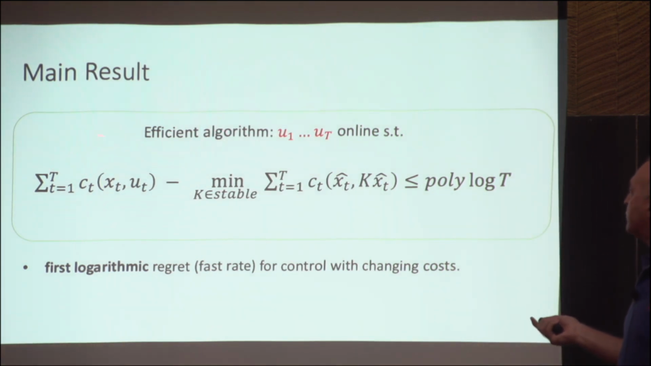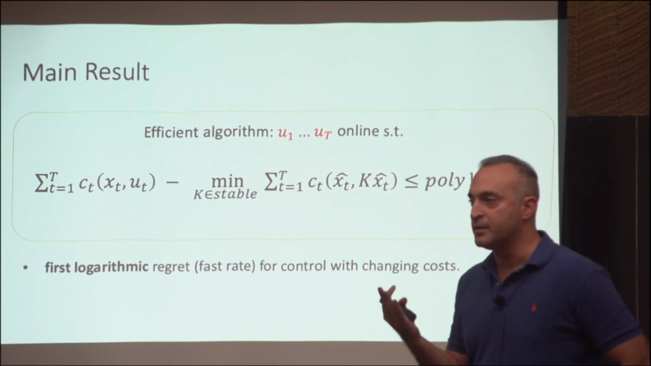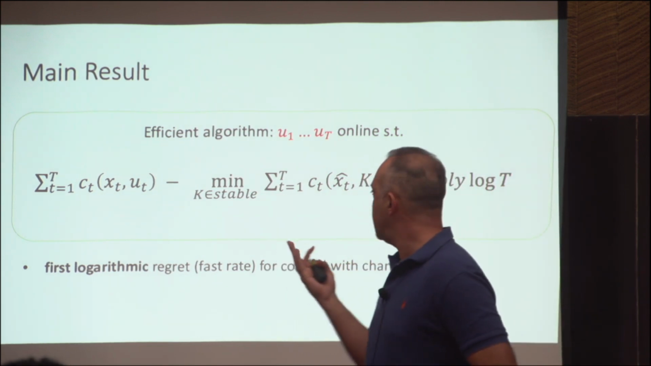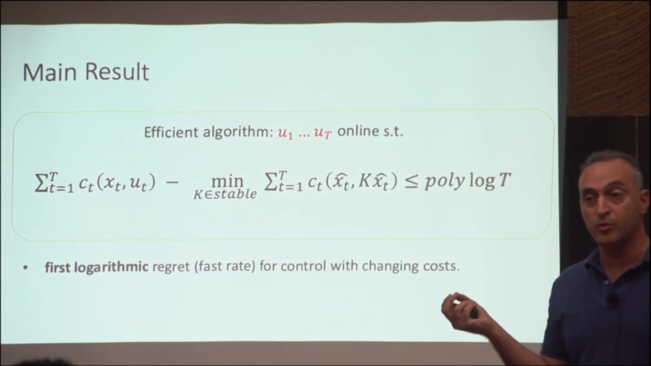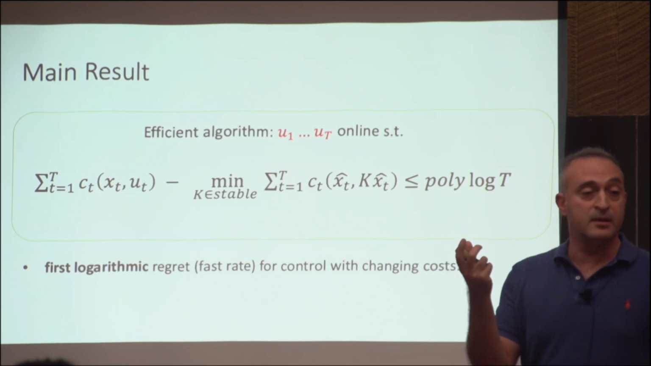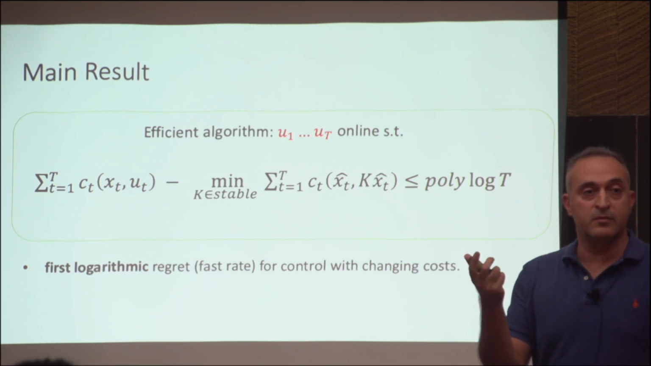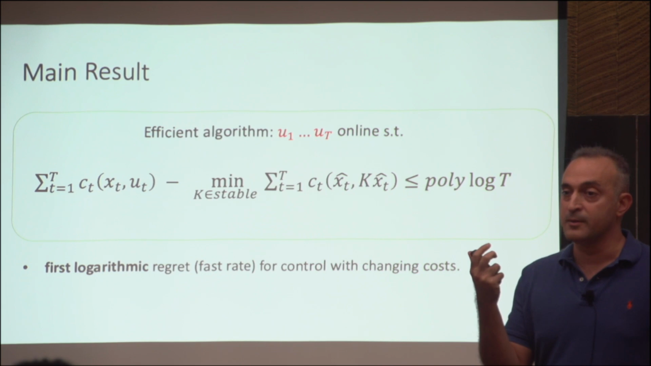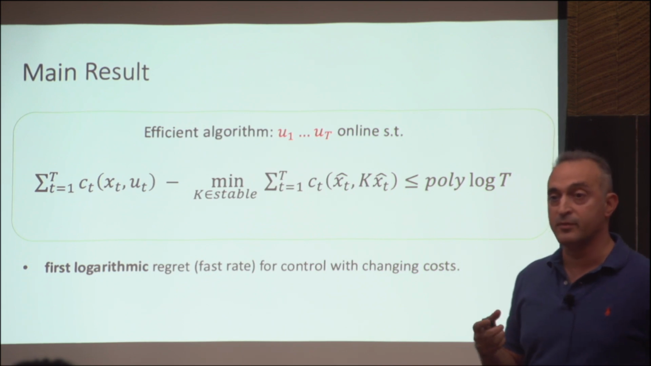Nevertheless, here's the result we can get. We can get a controller that produces these U's and has polylog regret. That's called in statistics a fast rate, I think. Boaz, correct me if that's what they call it. So it's a fast rate for the same problem that classical control people had. That didn't exist for that particular problem, strangely enough.